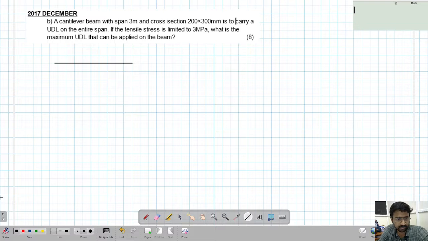So this is a cantilever beam. We can draw the support at any side. So let's say I'll draw the support this side. This is a fixed support. We have 3 meter as the length of the beam. The cross section is 200 by 300. So this is 200 by 300.